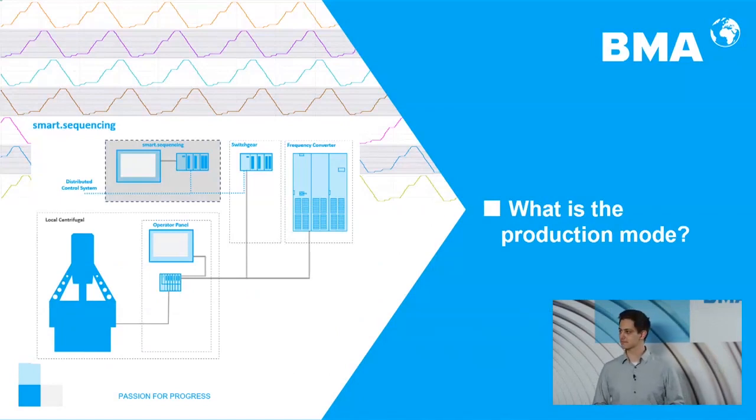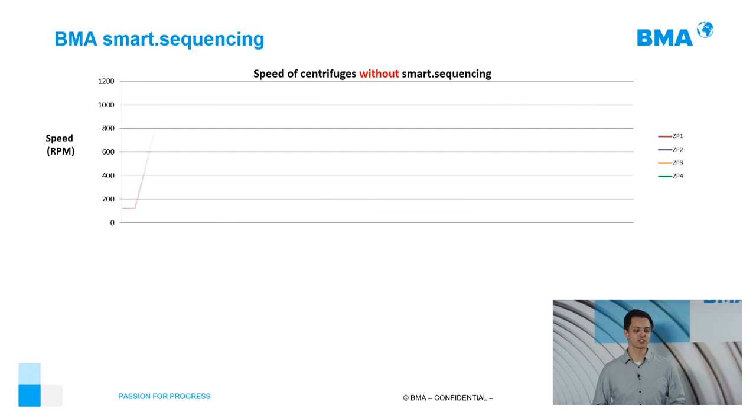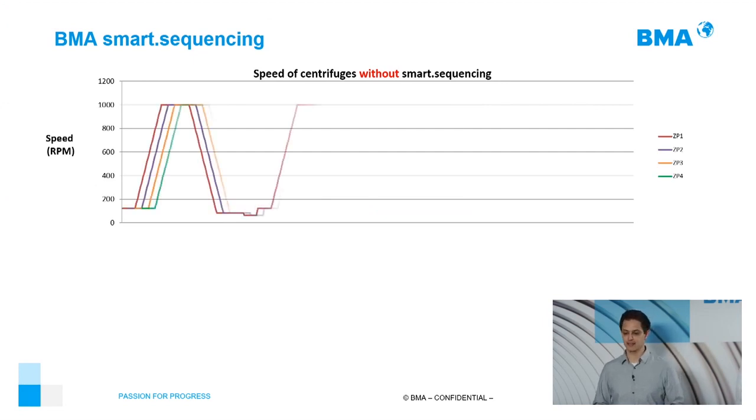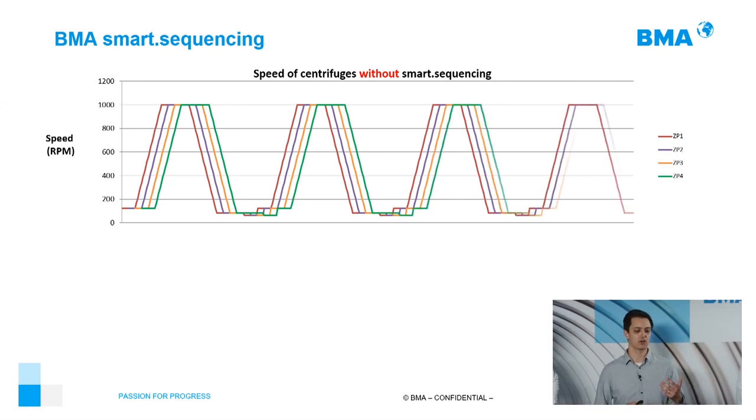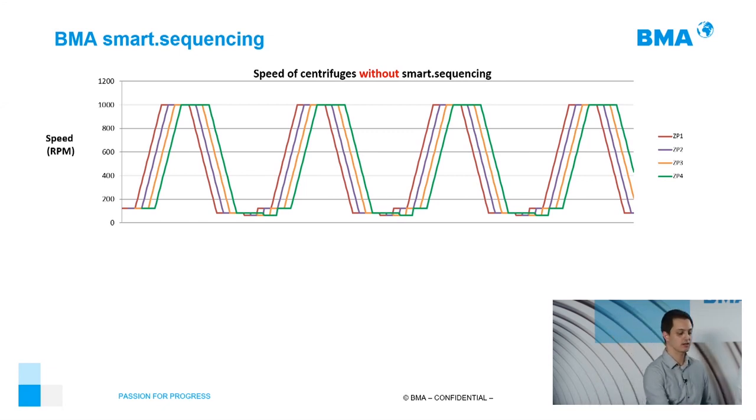Great. So let's start directly with the production mode. Exactly. So the production mode, and here everyone can see, is an example of 4 centrifuges having 4 cycles. We can see here the speed of them, and what's happening is that all machines are running here and starting almost at the same time.